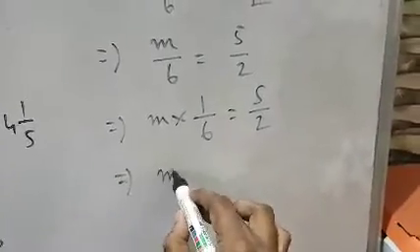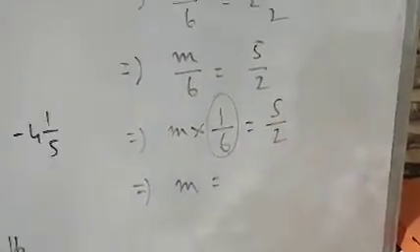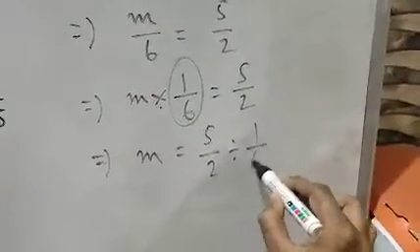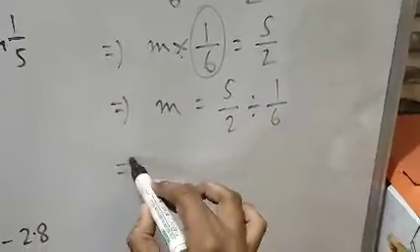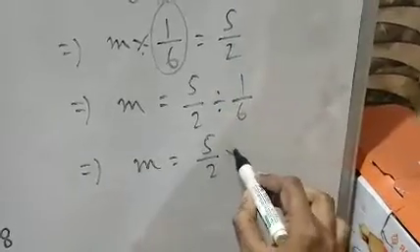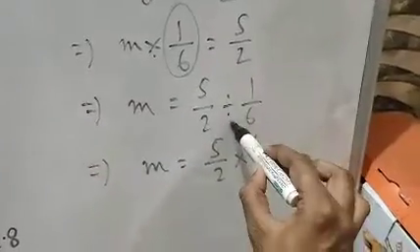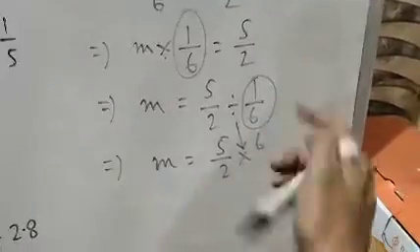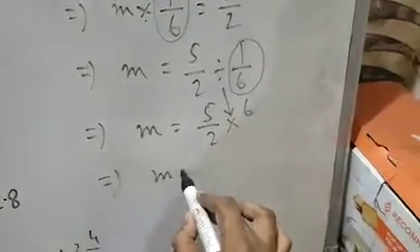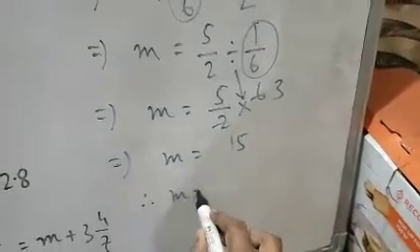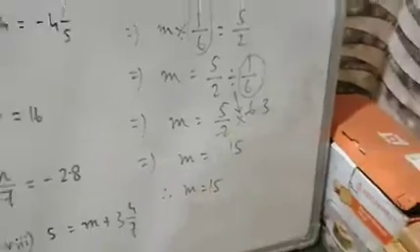Now the same process, this 1 by 6 will have to be transferred. As there is a multiplication sign, whenever you convert, this multiplication sign will be division. Converting division to multiplication, this number automatically gets reversed, or reciprocated. That means it will be 6. Now 2 3s are 6, so 5 3s are 15. Your answer is 15.